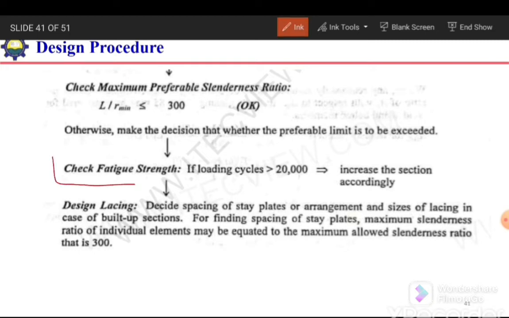And we also need to check for the fatigue strength as well as the design of lacing. But we will not cover these topics in this chapter. We will cover these at later stages. For example, the design of lacing we will cover in the next chapter, design of compression members.